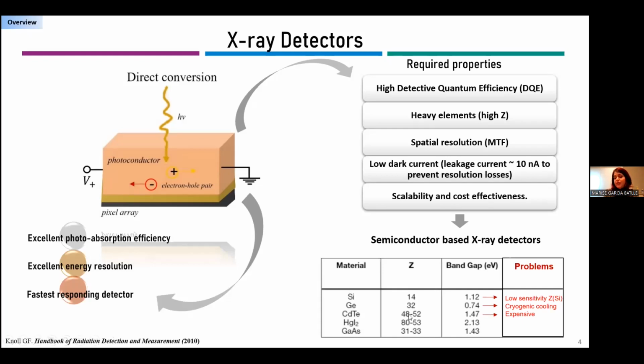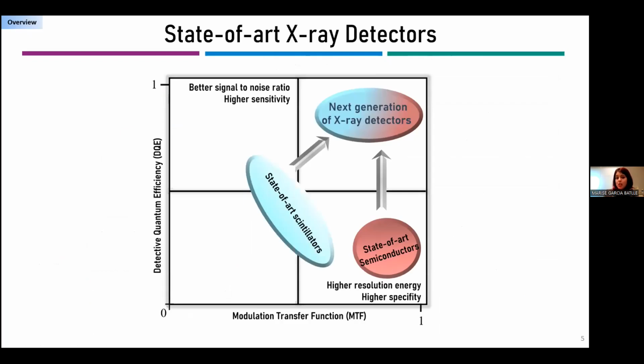We also have cadmium telluride, which is good and has an adequate band gap, but of course it is expensive to prepare these kinds of devices. So this is some of the idea of what we are dealing with nowadays. This is a summary of what I'm trying to explain.